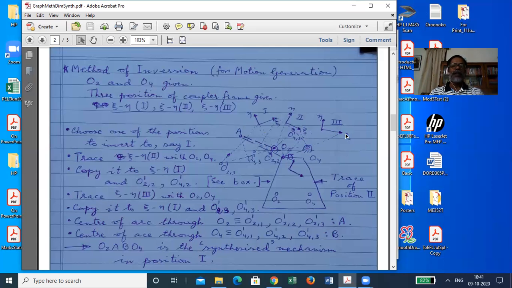Now again trace this and those two oblique lines, and take the tracing sheet, put it here, and now those two oblique lines are here. So here comes O2 now, the flag. So O2 in the third position as inverted to the first position. Similarly, O4 in the third position as inverted to the first position.